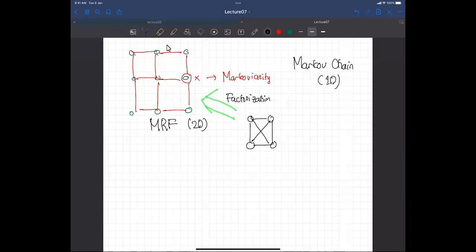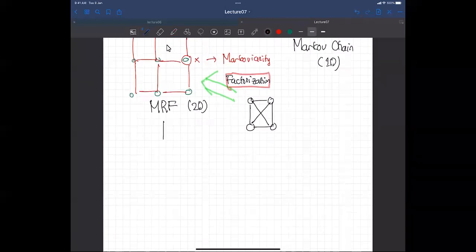Using factorization, you can transform all complex connections into less complex connections. I already explained this in the last lecture. So this is an important concept here. Factorization is important because using it, it is now possible to have a less complex structure.